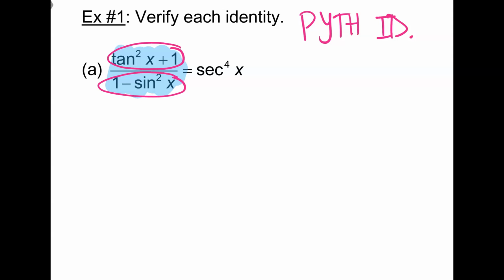You're like, okay, I see a trig function that's squared being added to 1. And on the bottom, I see 1 subtracting a trig function that's squared. So whenever you see a 1 and a trig function that's squared, being added or subtracted together, that screams Pythagorean identity. We just have to figure out what does it actually equal? So I see tangent. I know the one with tangent. Looking on our little identity sheet.